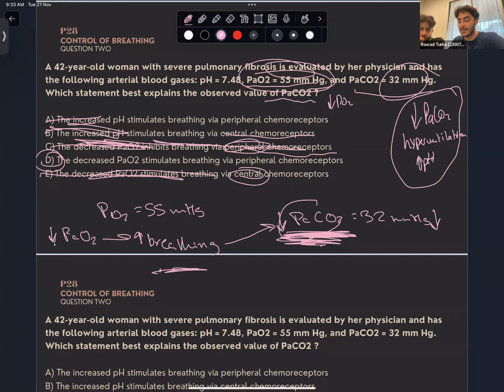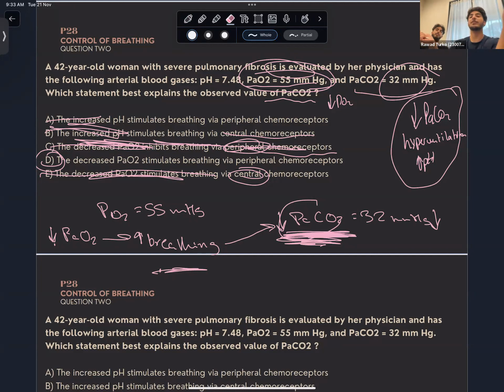But you wouldn't be able to say, for example, that the increased pH will stimulate breathing, and then I'm also going to have decreased PaCO2, because that will make it worse. The decreased PaCO2 will only worsen the alkalosis. It wouldn't make it better. Do you guys understand? So it's all about cause and effects.